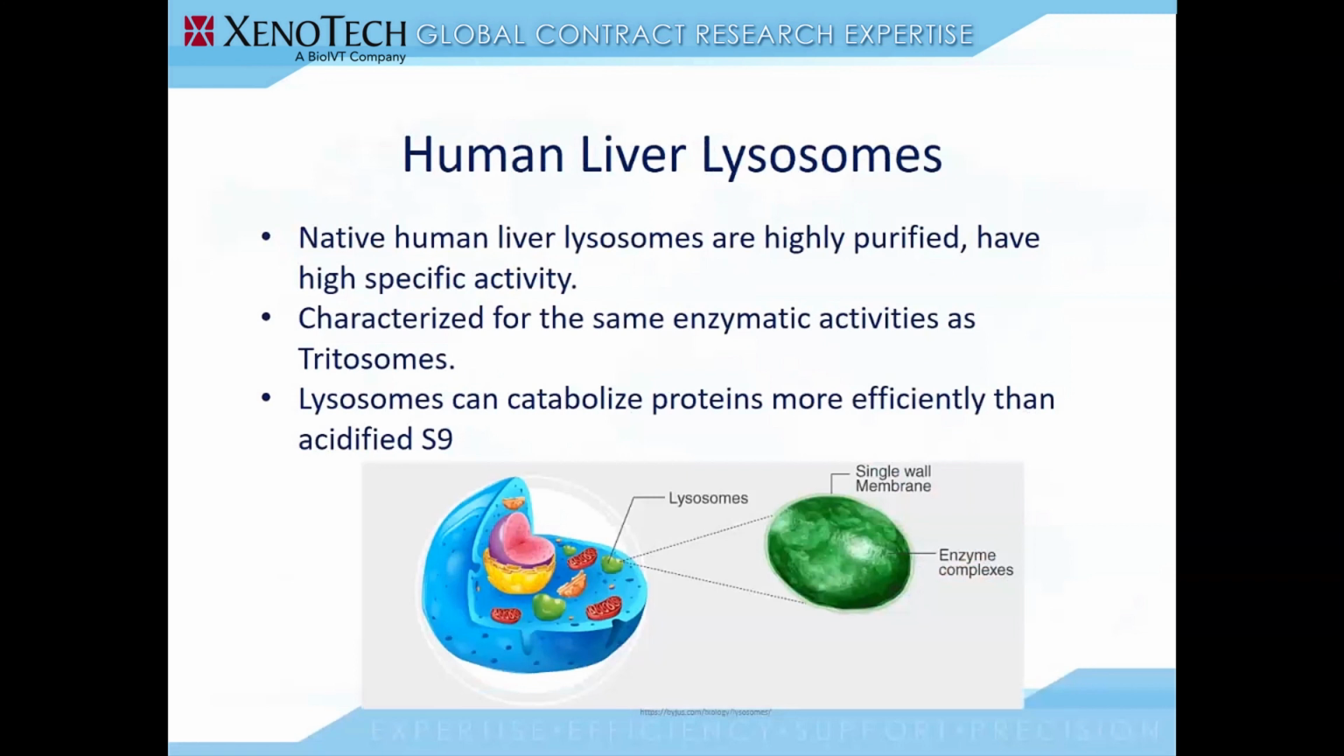Human liver lysosomes are isolated in their native form and also have high specific activities for lysosomal enzymes. They are characterized for the same activities as rat tritosomes are, but are more representative of the lysosomal compartment than alternatives such as acidified S9.